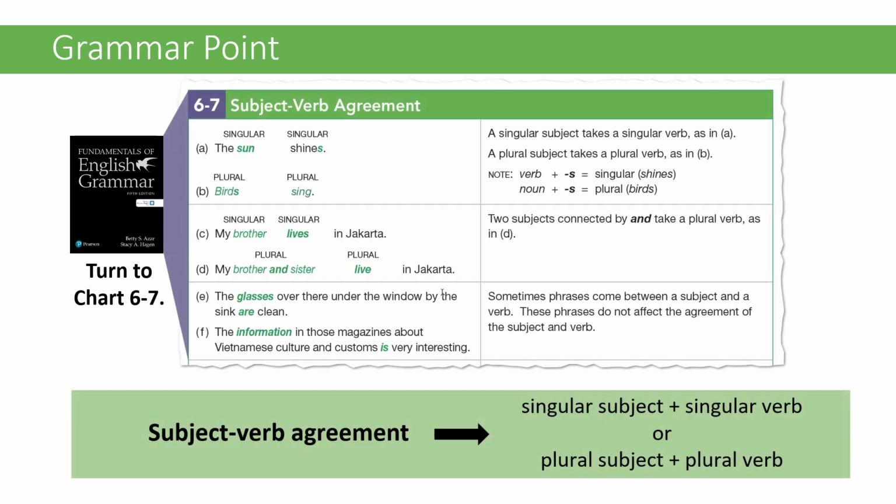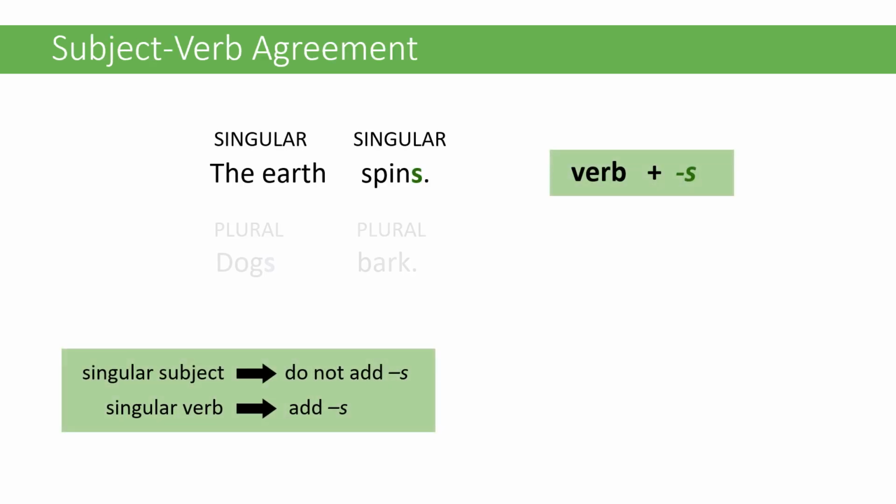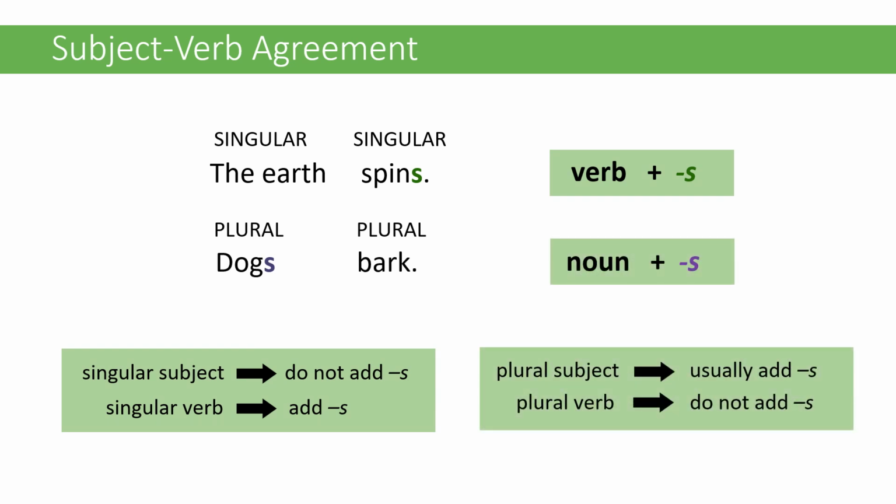Subject-verb agreement means that a singular subject goes with a singular verb, and a plural subject goes with a plural verb. Look at the examples. The earth spins. The earth is a singular noun. Spins is a singular verb. Dogs bark. Dogs is a plural noun. Bark is a plural verb.